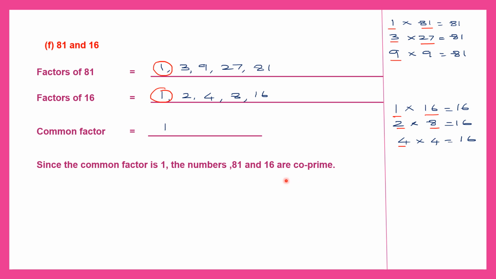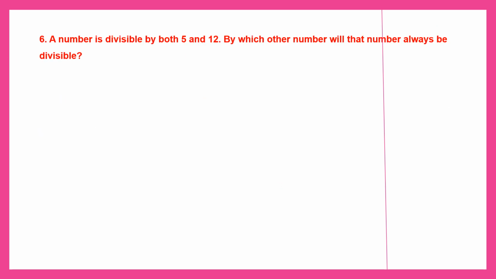So now we have found out which are the numbers that are co-prime and which are the ones that are not co-prime. Question 6. A number is divisible by both 5 and 12. By which other number will that number always be divisible? So there is a number here. We don't know which number that is, but it says it is divisible by both 5 and 12. Okay, that means we need to look up the factors of 5 and 12. So let's consider this unknown number to be x.